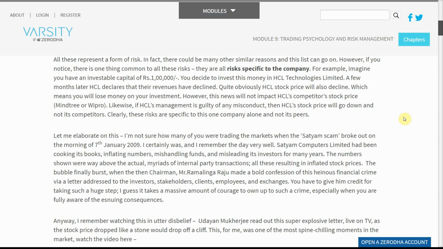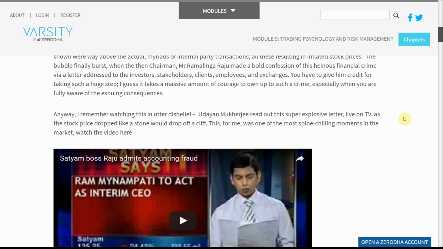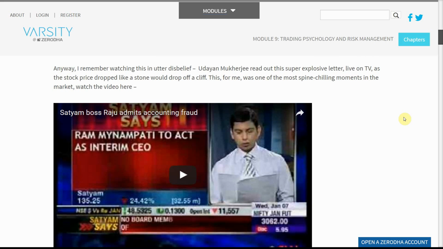The bubble finally burst when the then chairman, Mr. Ramalinga Raju, made a bold confession of this heinous financial crime via a letter addressed to the investors, stakeholders, clients, employees, and exchanges. You have to give him credit for taking such a huge step. I guess it takes a massive amount of courage to own up to such a crime, especially when you are fully aware of the ensuing consequences. Anyway, I remember watching this in utter disbelief.